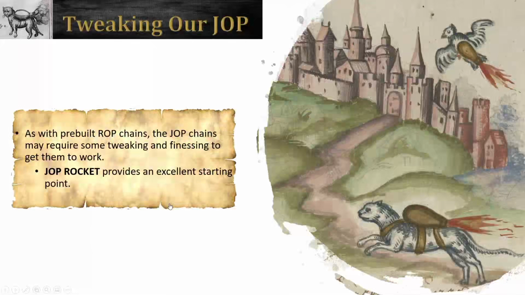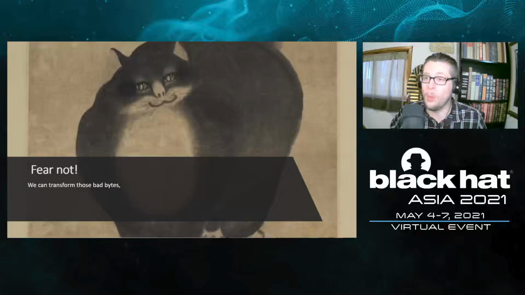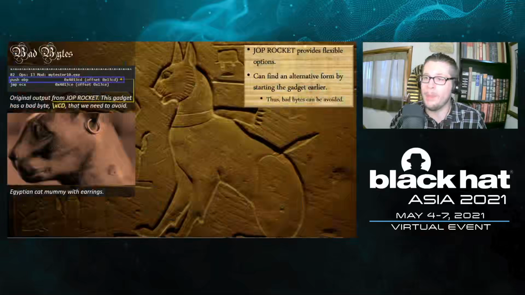Now, that's ideal. The reality, though, is sometimes you have to tweak your JOP. But at the very least, JOP Rocket provides an excellent starting point. Ideal requirements: well, of course, we need a dispatcher gadget for this to work. Next, ideally, we would have no bad bytes. However, we can still work with bad bytes if the gadget addresses do not contain them, or even if they do, bad bytes are not the end of the world because we can always change the bad bytes to something else. One way around them is with this method.